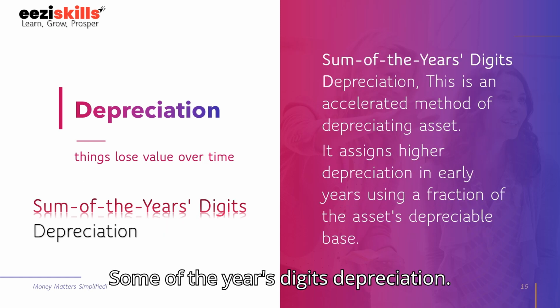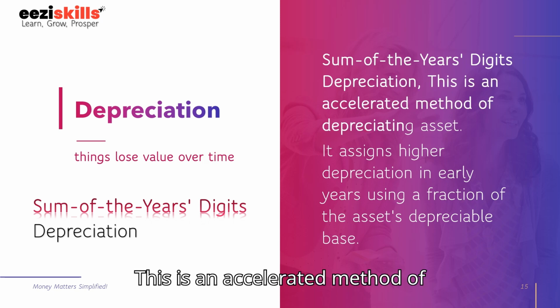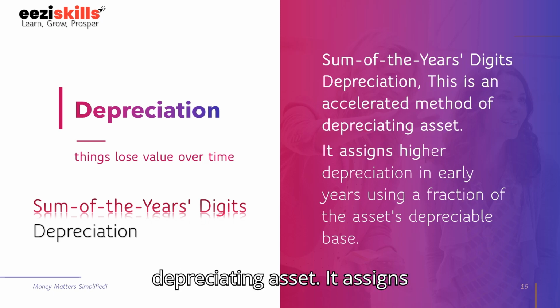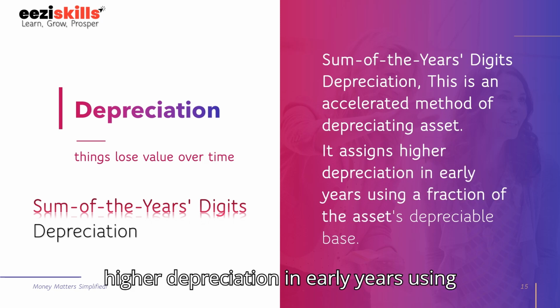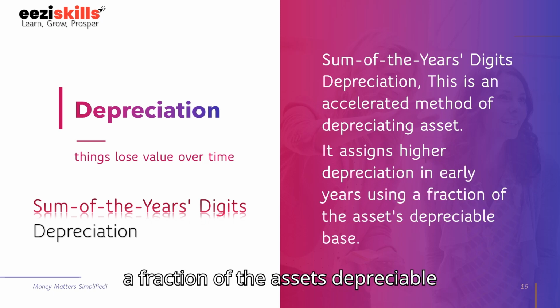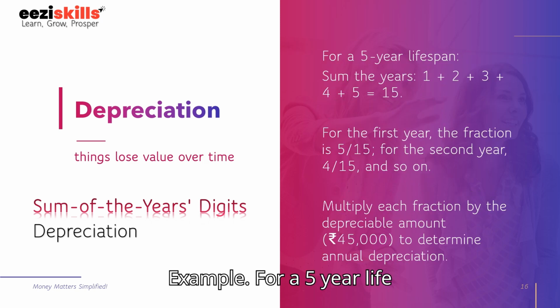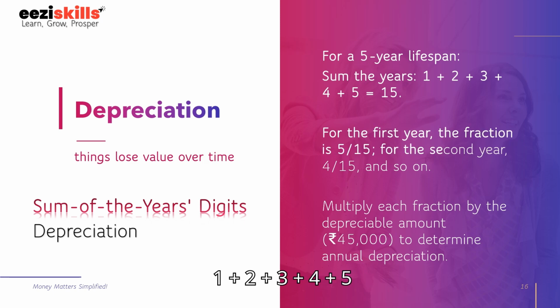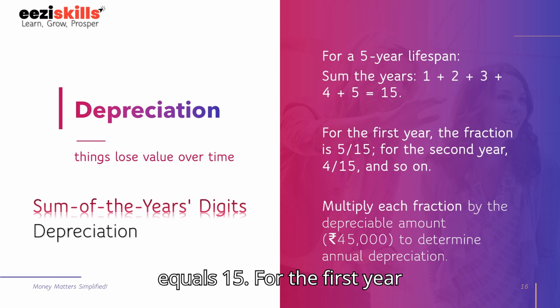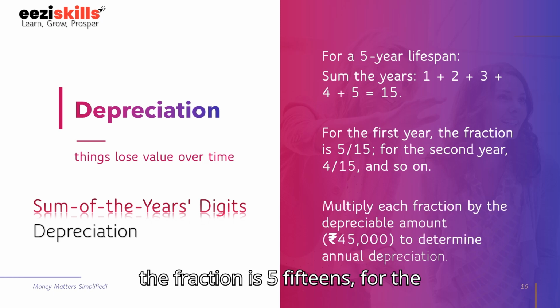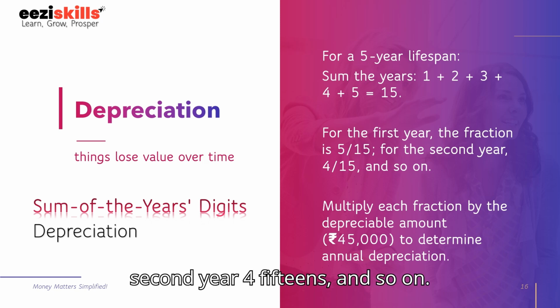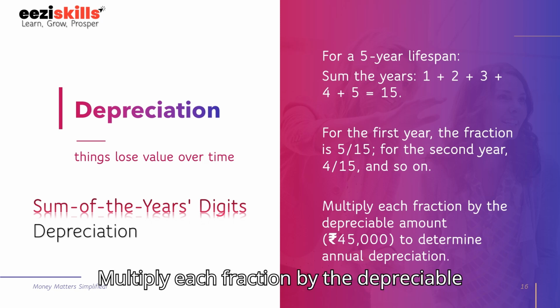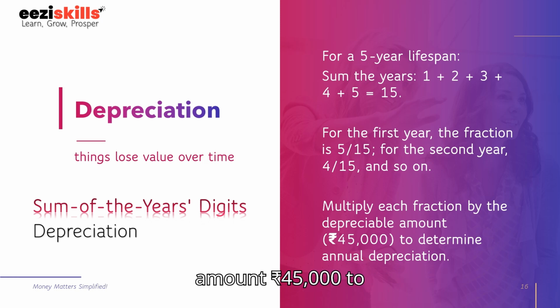Sum of the year's digits depreciation. This is an accelerated method of depreciating an asset. It assigns higher depreciation in early years using a fraction of the asset's depreciable base. Example, for a 5-year lifespan, sum the years 1 plus 2 plus 3 plus 4 plus 5 equals 15. For the first year, the fraction is 5/15ths, for the second year, 4/15ths, and so on. Multiply each fraction by the depreciable amount, 45,000 rupees, to determine annual depreciation.